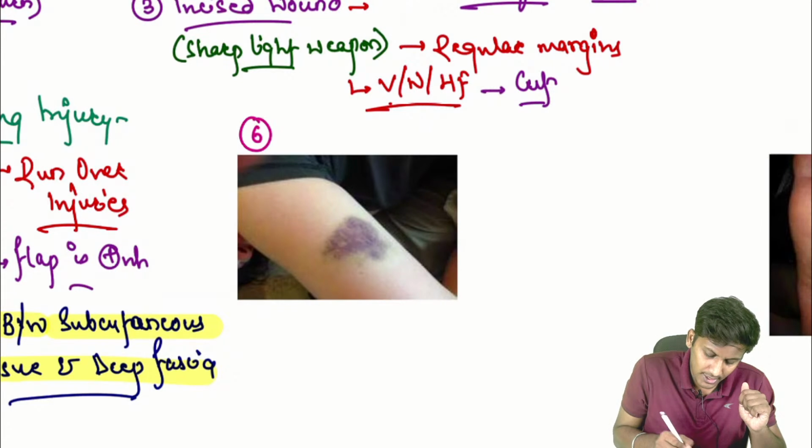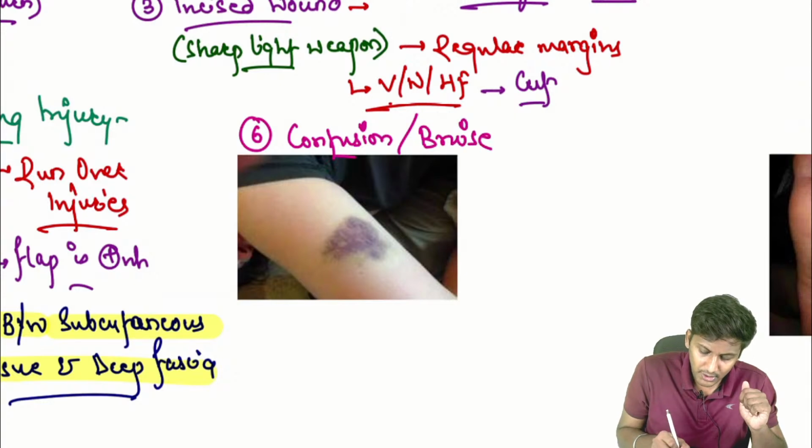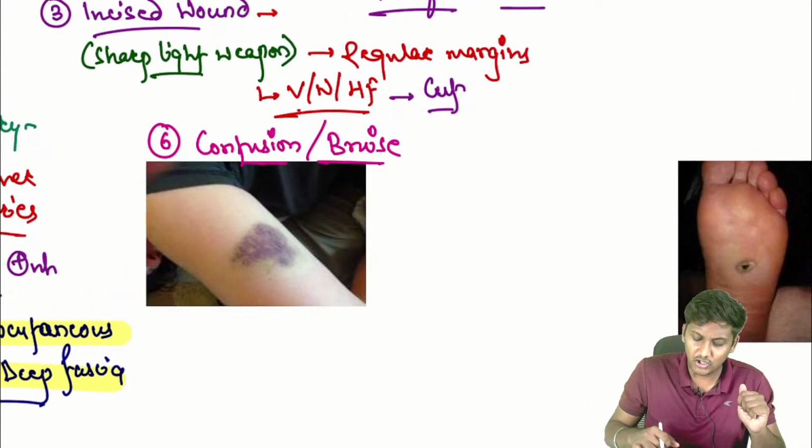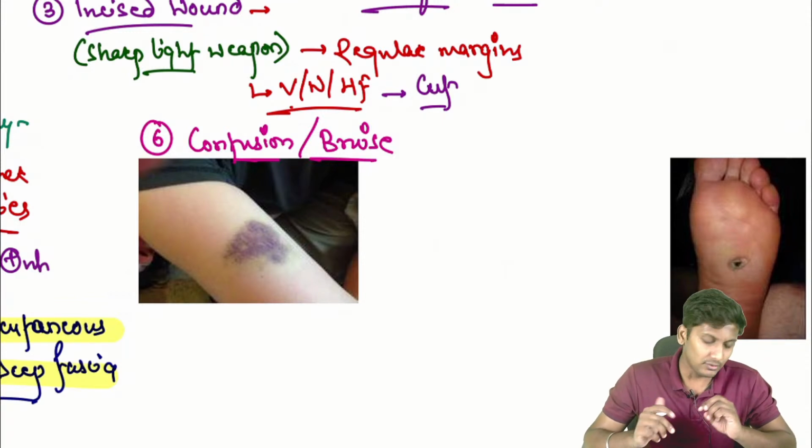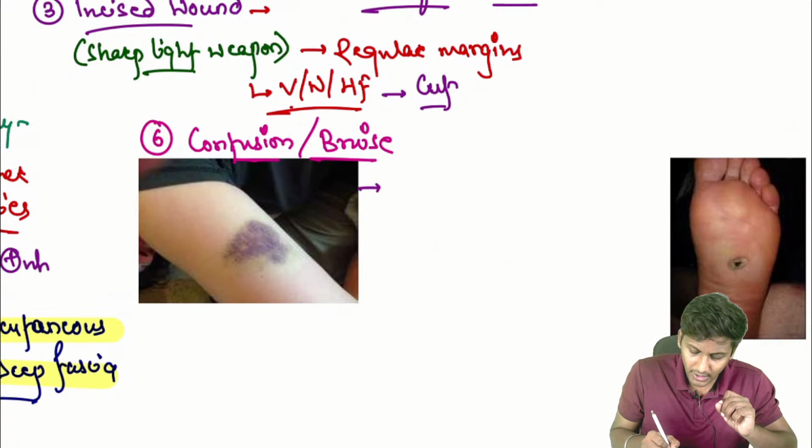And what is this called? This is nothing but a contusion or a bruise. So what is a contusion or a bruise? A contusion or bruise is nothing but a collection of blood itself. Yes, due to some injury, if there is a collection of blood, that is what is called a contusion or a bruise. Important is, it is due to rupture of small vessels.